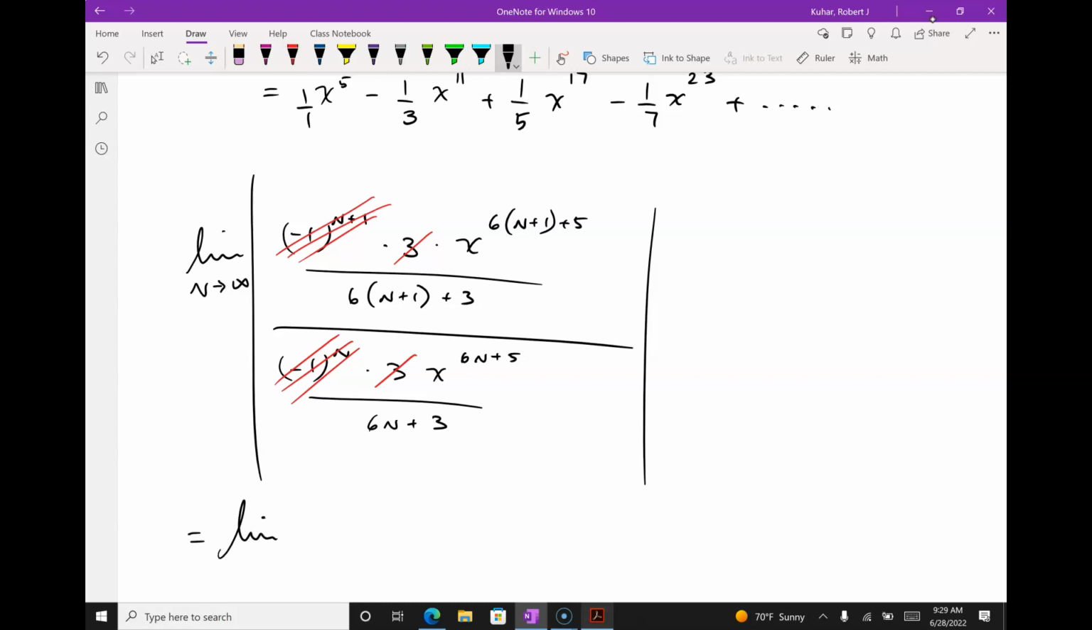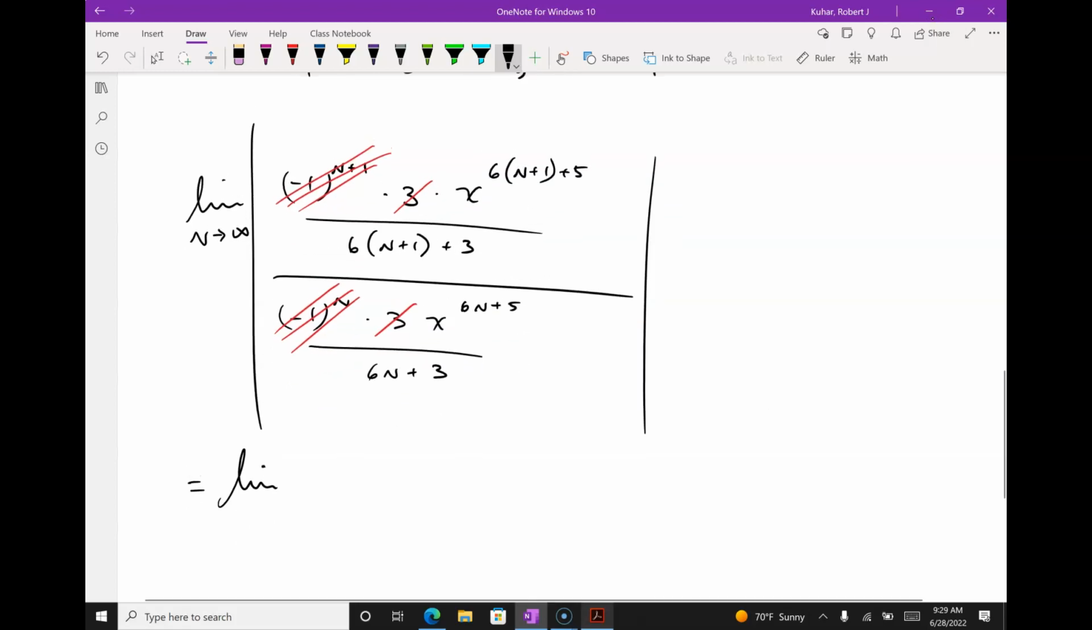I'm crossing out these negatives because I don't care. I know the absolute value is going to kill them, right? Crossing out the 3's, obviously, and then the rest I'm going to try and simplify as quickly as I can. 6n plus 11.